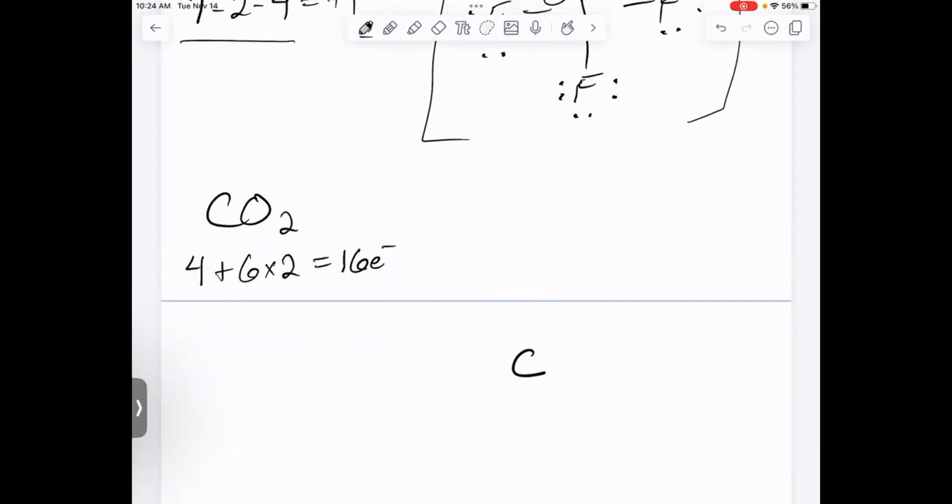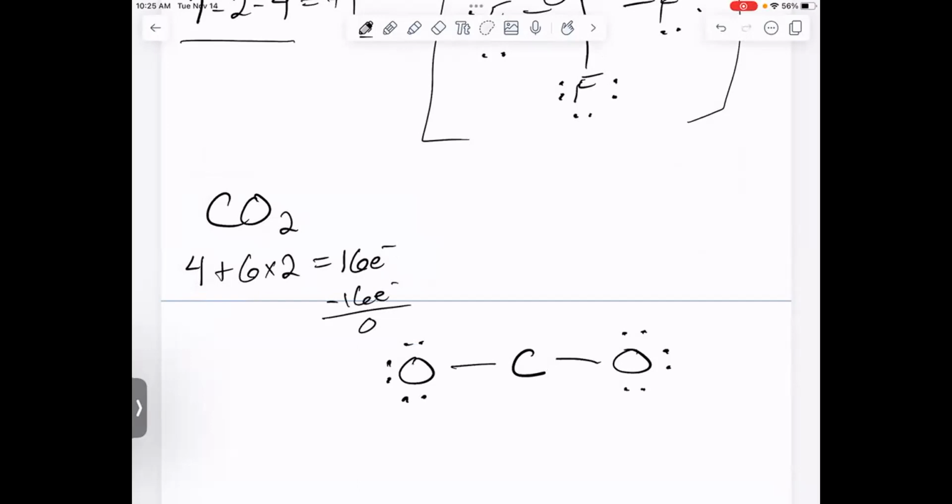Just out of habit, I usually draw it side to side. So carbon with 2 oxygens. I'm going to start by filling my outer electrons. But when I get to this point, how many electrons have I used? Counting all of those, if I have 2 octets, 2 times 8 is 16, right? So if I started with 16 and used all 16, I don't have anything left to put on that carbon. So no lone pairs on the carbon. Am I done?